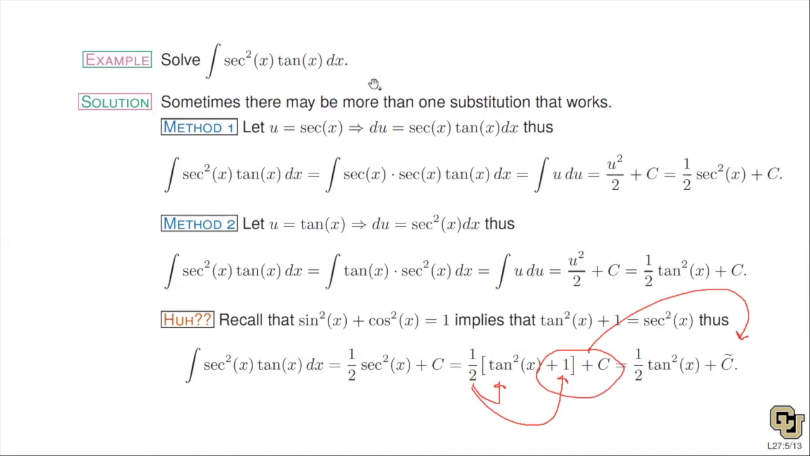So here's the first answer we got, which was 1/2 secant squared plus a constant. And here's the second answer we got, which is 1/2 tangent squared plus a constant. And we see that we can make one answer look like the other. So yeah, more than one substitution might work. And also an antiderivative in its purest form isn't one function. It's infinitely many functions. And when we're dealing with trig functions, they may not look the same, because of the identities.